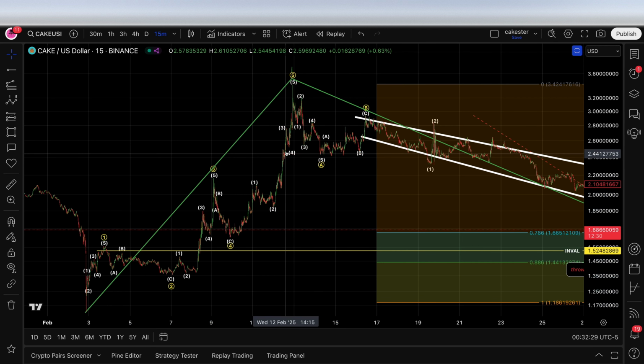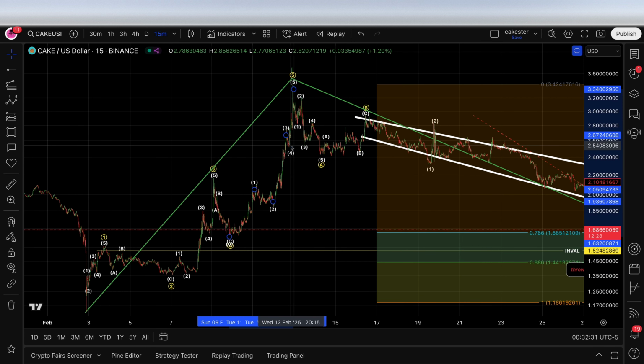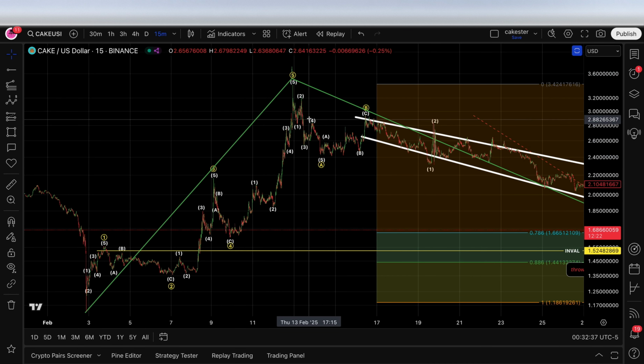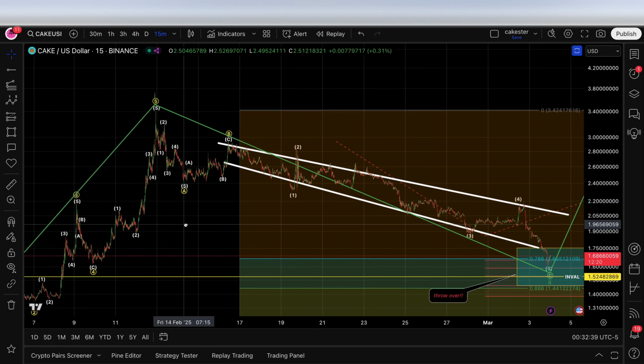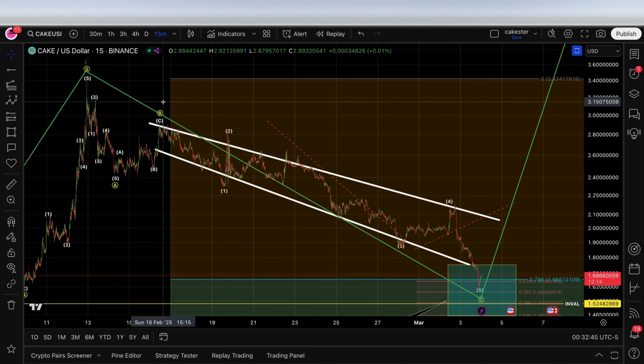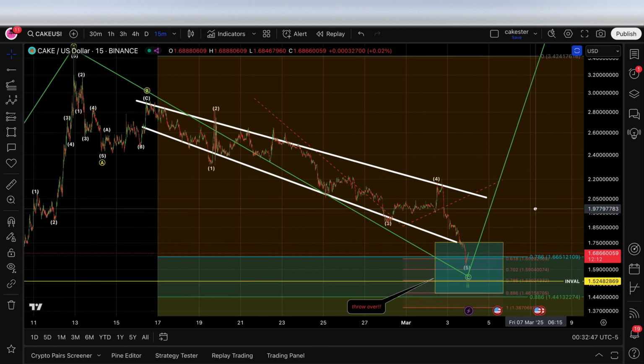The reason we get wave 5 extensions is simply because this is such a highly over-leveraged market. So you have a lot of hype and FOMO. And then what we see over here is a 5-wave move down for your A, a 3-wave move up for your B, and then another 5-wave move down for your C wave.